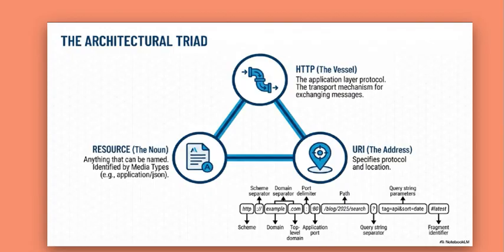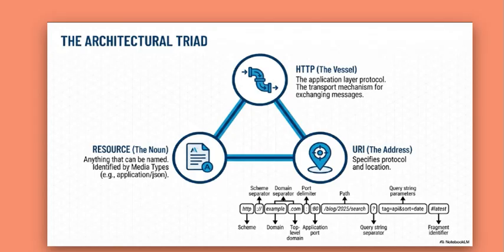Then we have the address, or the URI. That's what sits in the bar at the top of my browser. Exactly. The URI specifies the protocol and the location. If you look at the example here, t.example.com.edu blog 2025 search. It's a very specific set of instructions. You have the scheme, the domain, the port, the path. And even query parameters at the end, like .tag_appy. Right. Think of the domain as the building, the path as the filing cabinet, and the query parameters as the specific folder inside that cabinet.